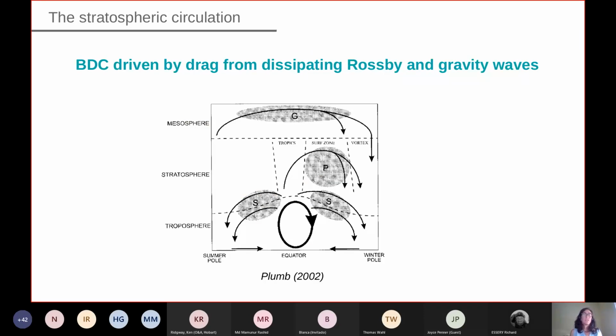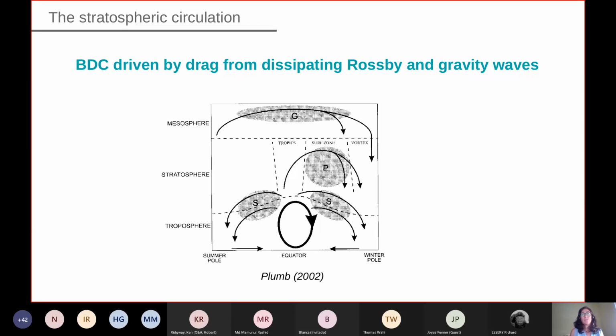And one interesting aspect of the BDC, and probably not very intuitive perhaps, is that it's driven by wave drag from dissipating Rossby and gravity waves. And so here's a schematic showing where different types of waves break in the atmosphere. So you have synoptic, planetary scale Rossby waves, and then gravity waves breaking at higher levels. And this wave breaking and dissipation drives the Brewer-Dobson circulation.